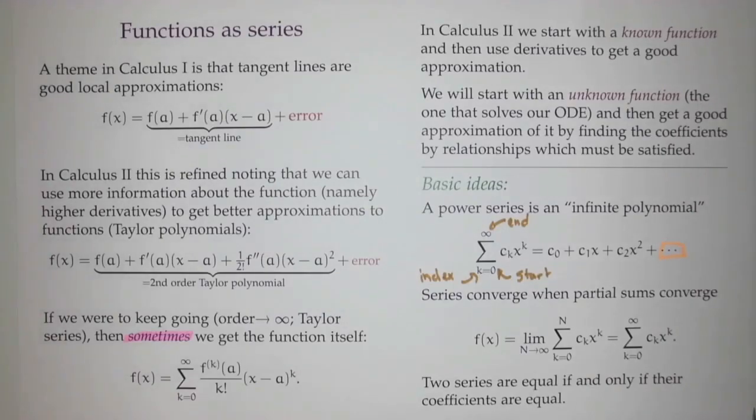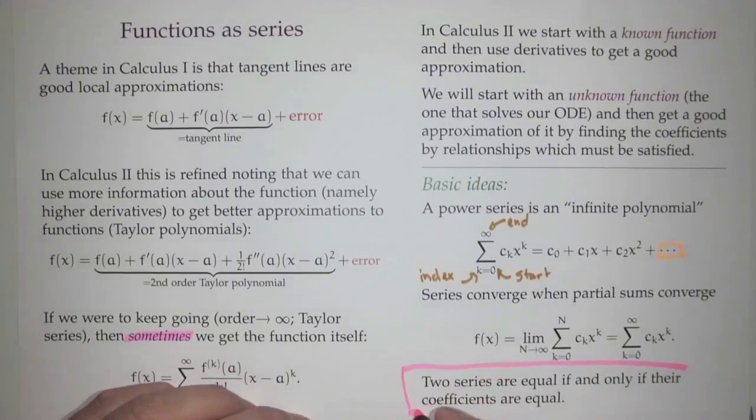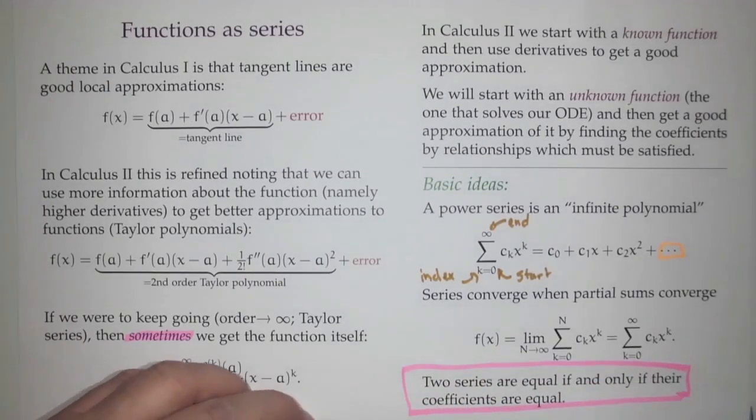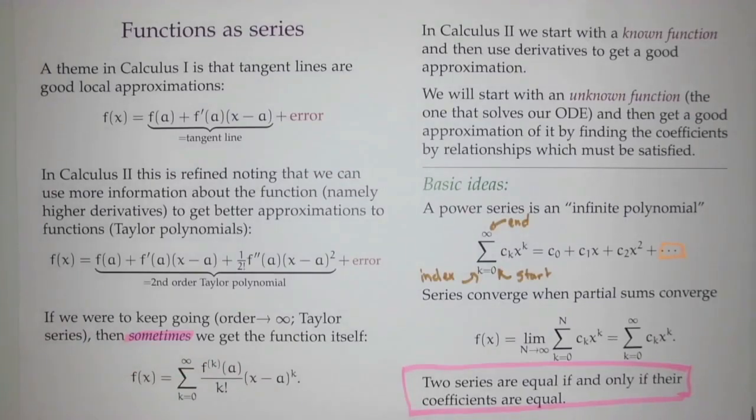We should spend a little bit of time explicitly saying this sentence here, because it seems so obvious and not so important. But it is an important idea. It says, if I have two series, then they're equal if and only if all their coefficients are equal.